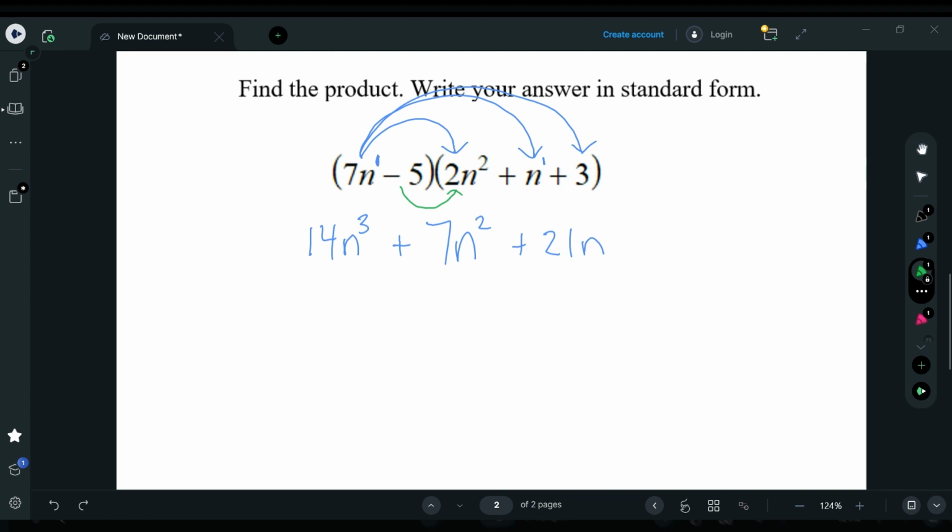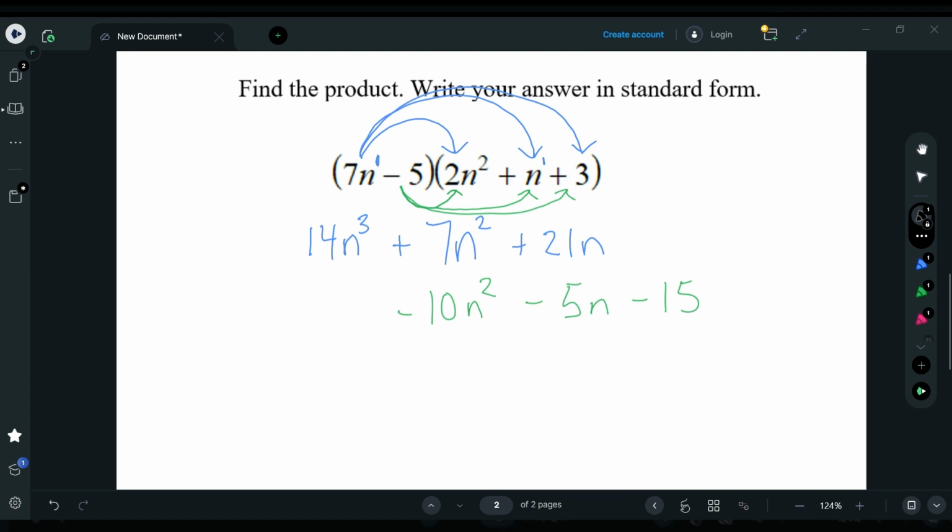Now I'm going to line it up underneath the n squared term that I already have right here. So I'm going to write here negative 10n squared. The reason I'm lining these up is because they're like terms, and in our next step we're going to combine like terms. Negative 5 times n is just going to be minus 5n. Negative 5 times 3 is going to be negative 15. Okay, and we're done distributing.